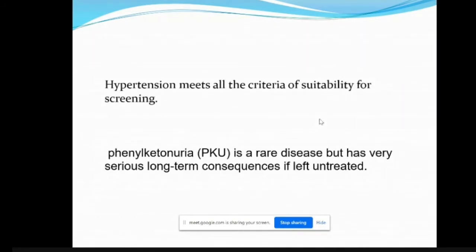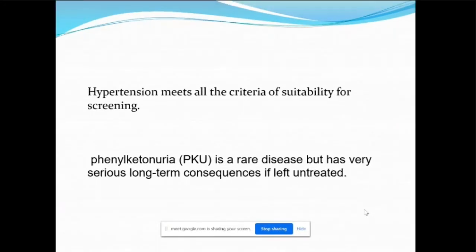An important example of a disease appropriate for screening is hypertension. Hypertension meets all the criteria of suitability for screening. Hypertension is a serious health problem because it is a risk factor for coronary heart disease and stroke. It also has a screening test, which is measurement of blood pressure, inexpensive, easy to administer, and meeting all other criteria.